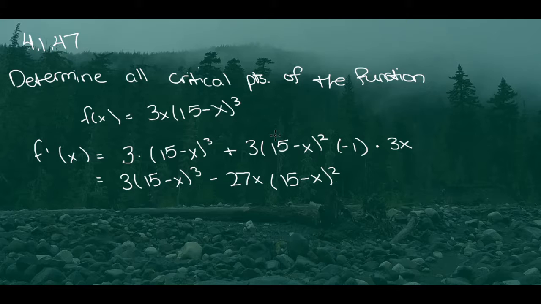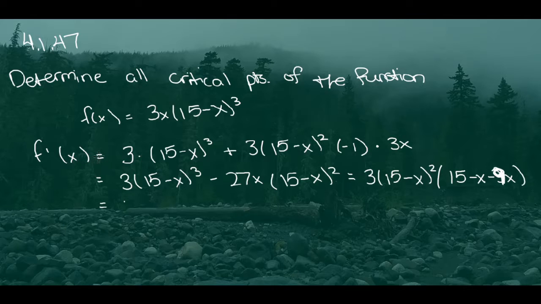Now you might notice that I can actually factor out a (15 minus x) squared from every term, and I can factor out a 3. So I'm going to bring 3 times (15 minus x) squared out front. See what I have left over. Well, the first term is going to become 15 minus x, and then the second term is just going to become negative 9x. Sorry, negative 9x. My bad.